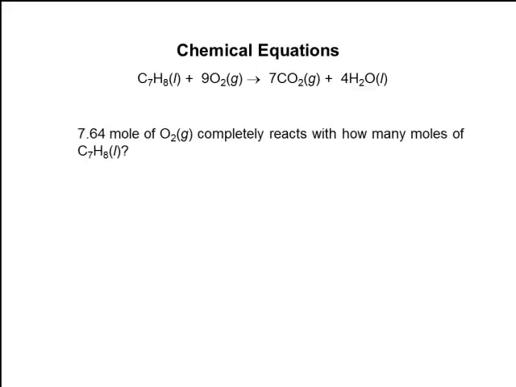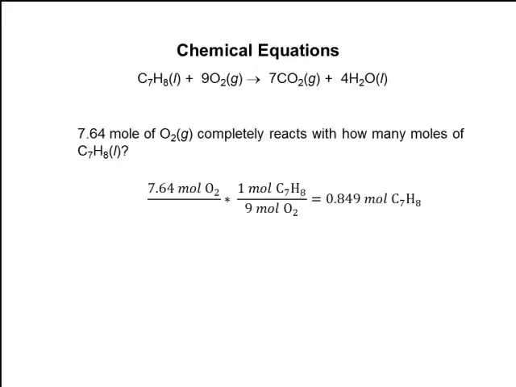All right. I can even relate the reactants to each other. I can relate the products to each other. I can convert between any of these things. So let's say I have 7.64 moles of O2, and I want to know how many moles of C7H8 it's going to react with. I can set up that conversion. So 7.64 moles of O2, from the stoichiometric coefficients in the balanced equation, I get 1 mole of C7H8 is equal to 9 moles of O2. Calculate that out and I get 0.849 moles of C7H8.